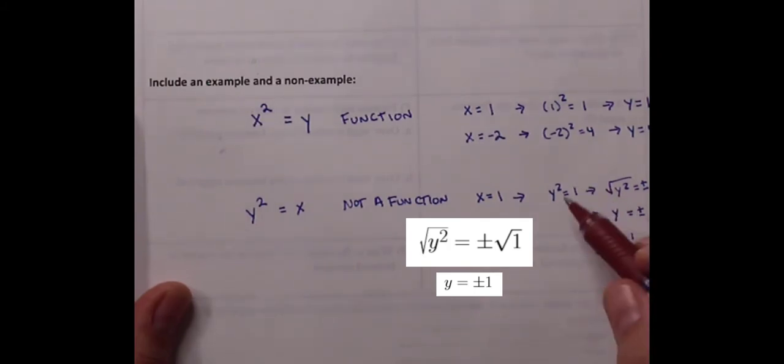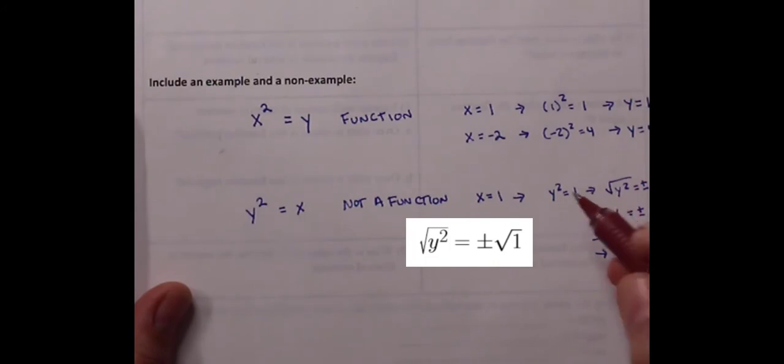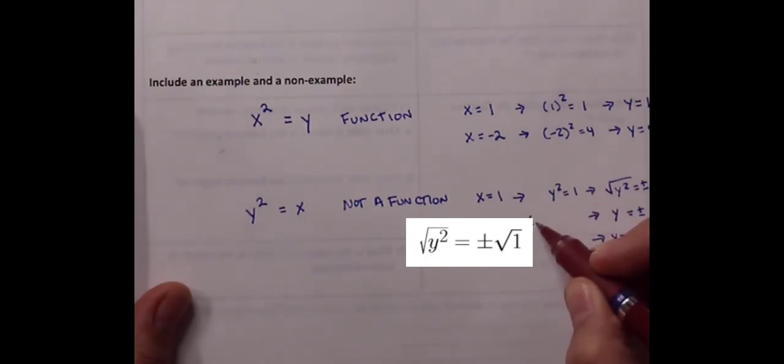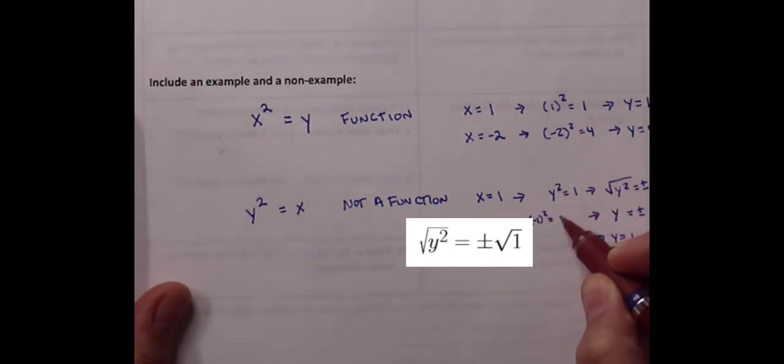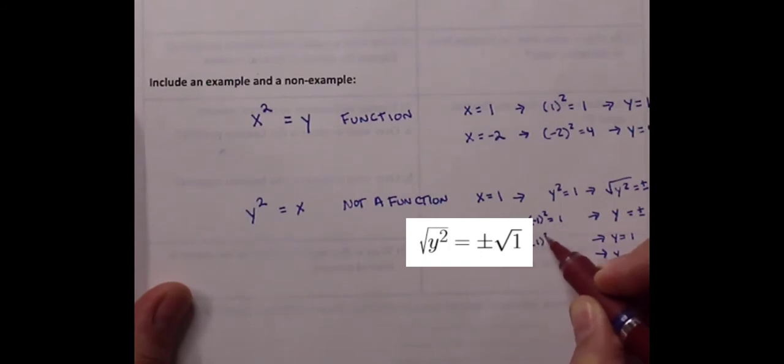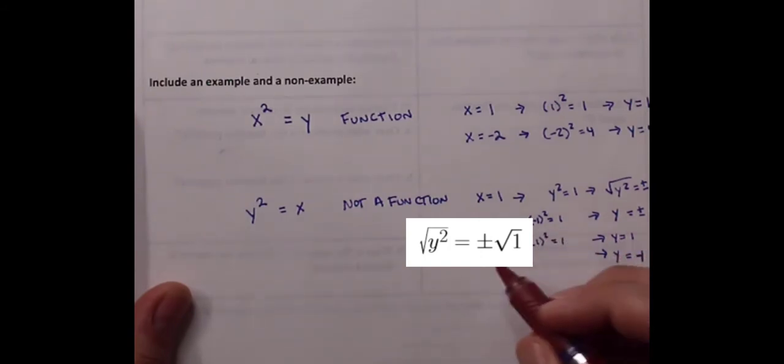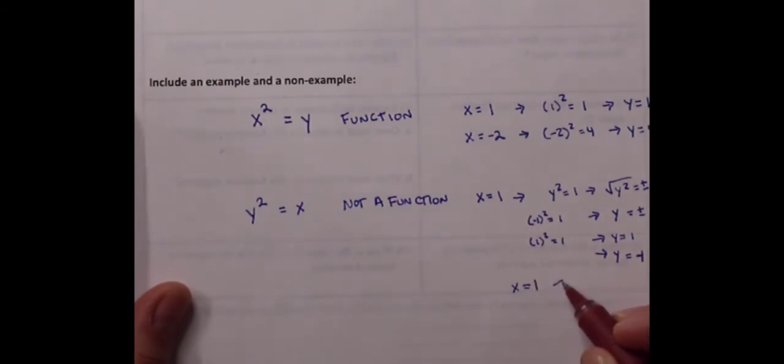And the other way to think about it is what number squared makes 1. So I'll show you a kind of a different way. -1 squared makes 1, but so does +1 squared. And so even though I plug in one x value, x was 1, I got out two different y values. Y was 1, but y was also -1. And so this would not be a function.